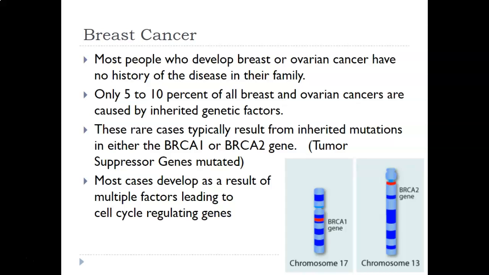One example of this is breast cancer. A lot of people who develop breast cancer or ovarian cancer don't have a history of the disease in their family, and only 5 to 10% are caused by inherited genetic factors. But those cases that have a genetic factor result from an inherited mutation in the BRCA1 or BRCA2 gene. Those are tumor suppressor genes. So those genes are mutated and it leads to breast cancer. Most cases develop as a result of multiple factors affecting cell cycle regulating genes.